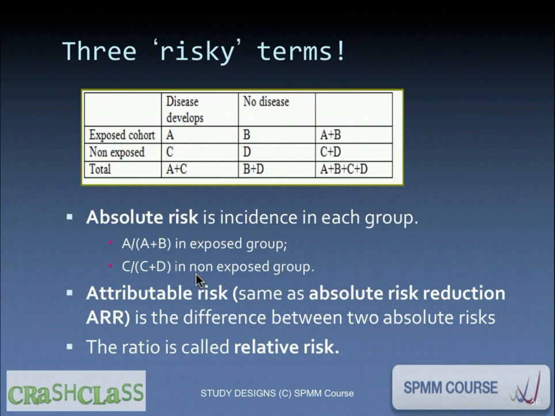So absolute risk will be high in the exposed group, because if exposure causes the disease, you will have more disease in the exposed group. Okay. So take A over A plus B, subtract C over C plus D from A over A plus B. If you do that, you're getting attributable risk. This is also called absolute risk reduction, because you took 2 absolute risks and subtracted one from the other. Okay, so ARR, also called attributable risk, is nothing but risk difference, subtraction of 2 absolute risks. If you don't want to subtract, you can do a ratio of these 2 risks.